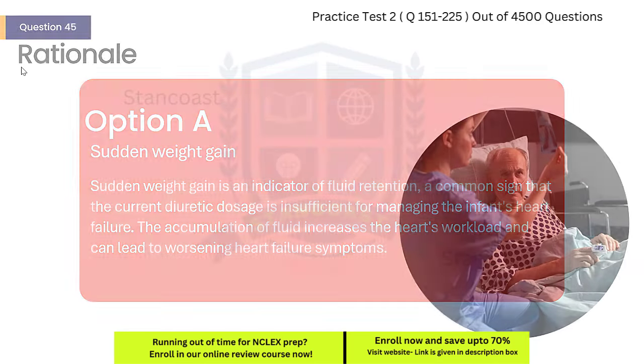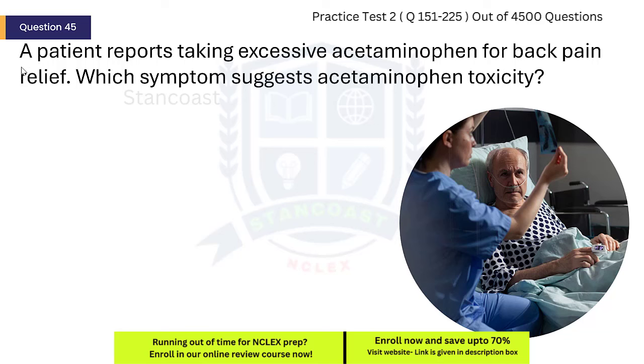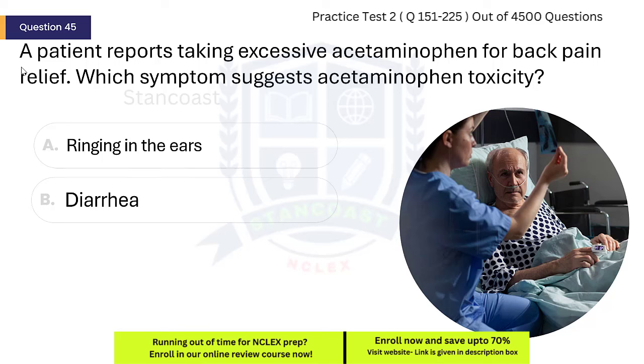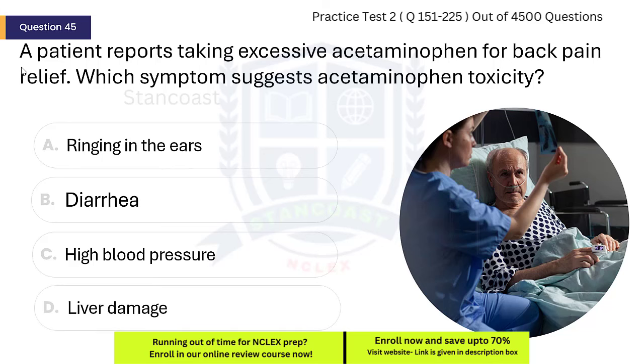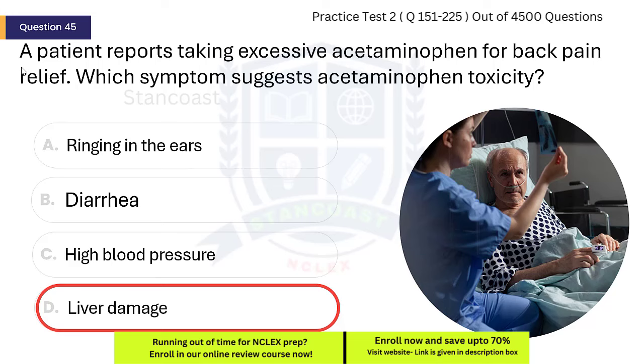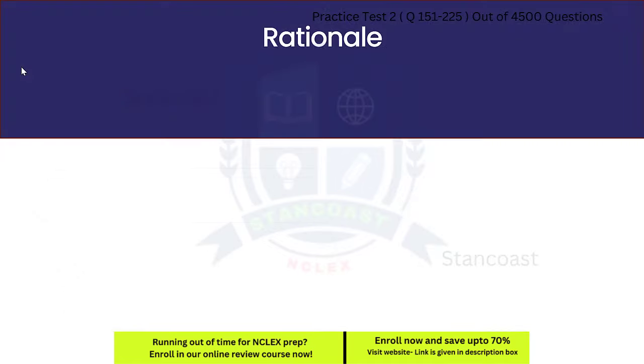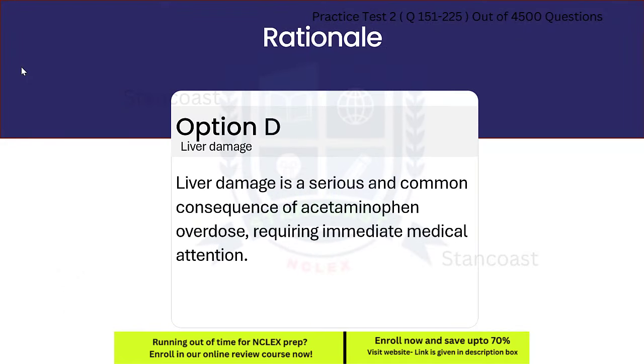A patient reports taking excessive acetaminophen for back pain relief. Which symptom suggests acetaminophen toxicity? A. Ringing in the ears. B. Diarrhea. C. High blood pressure. D. Liver damage. Think about the primary organ affected by acetaminophen toxicity. The correct answer is D. Liver damage. Liver damage is a serious and common consequence of acetaminophen overdose, requiring immediate medical attention.